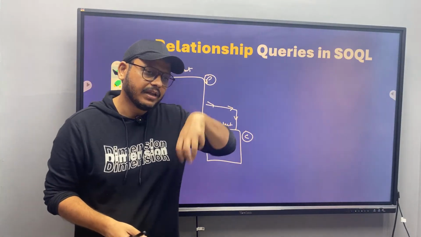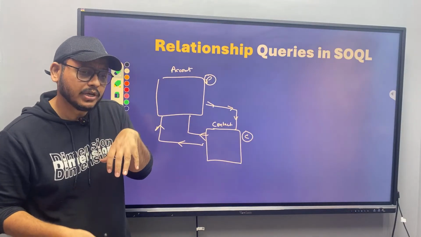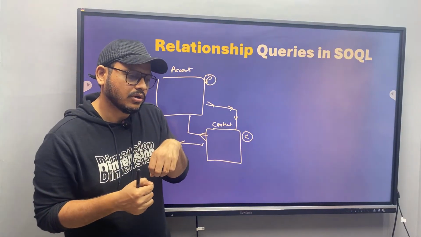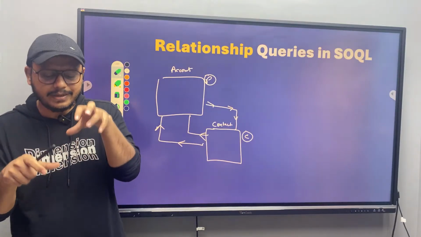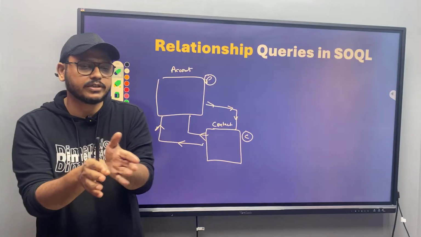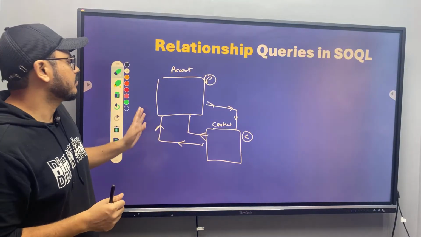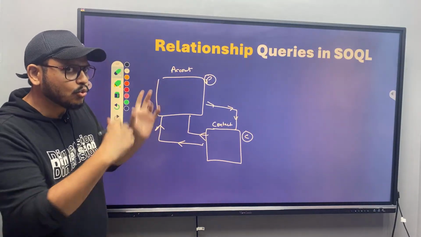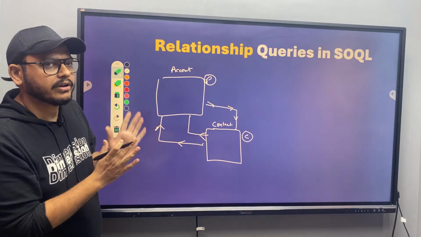Another case can be I'm writing a query on account, and along with the query that I'm writing for the account, I also want to retrieve a list of all the contacts which are associated to those accounts. So yeah, these are two possibilities when we are talking about relationship queries.